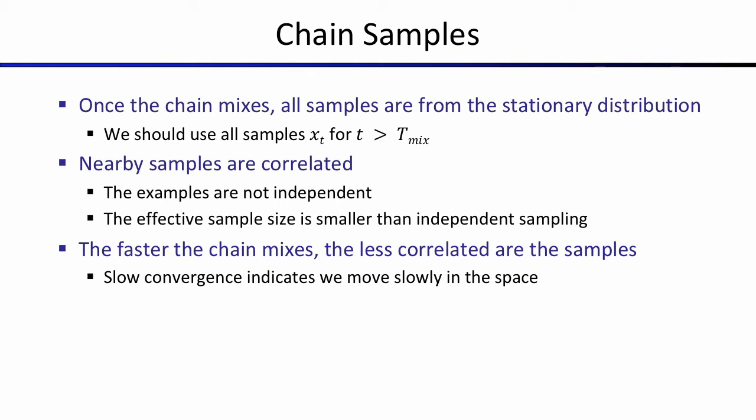One interesting observation is that if the chain mixes fast, the samples tend to be less correlated. But if you have a slow convergence, it means that the samples will be highly correlated because we are moving slowly in the state space. So slow mixing is indicative of a problem, right? Because it's going to take long to mix the chains, and you're going to need a large number of samples in order to have a good sample to answer the queries.